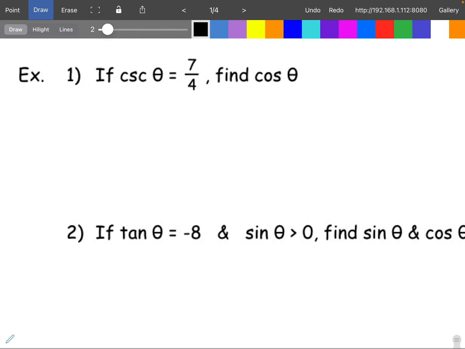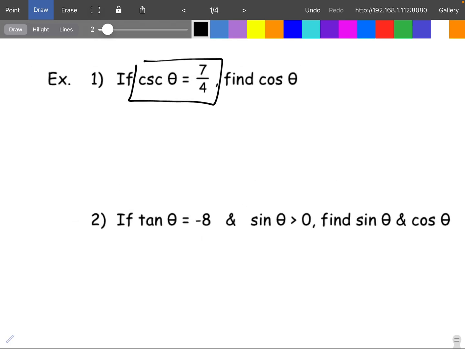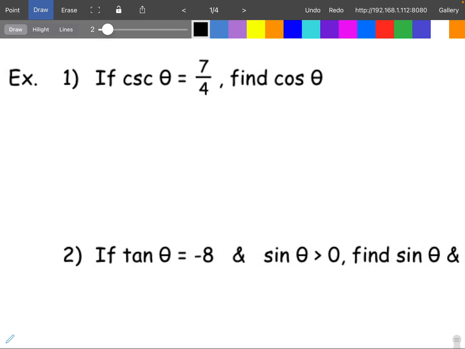Now, for this problem though, they only give me the value of one trig function, so I don't have anything else to try to narrow down, is it in the first quadrant, second quadrant, third quadrant, or fourth quadrant. Therefore, if I'm only given one value, I'm not told that sine is greater than 0 or less than 0 or anything like that. I'm just given one thing and told to find cosine. Then I'm not able to narrow down a quadrant. So all I'm going to do is just create a random triangle, and then I'm going to find that third side. So I'm going to go ahead and draw my triangle.